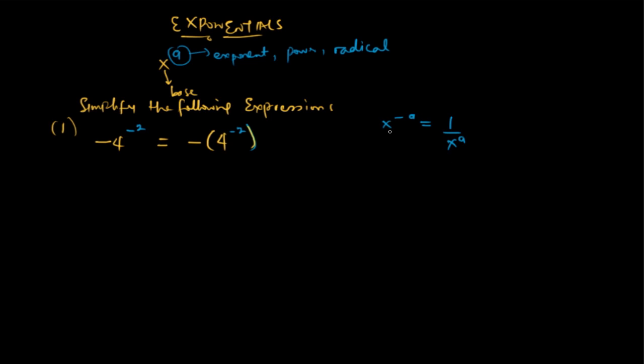Whenever you have an unknown that has a negative exponent, to remove the negative sign, you reciprocate the unknown itself or the expression itself without the negative exponent. So I'm going to use this here. So what we have is -1 all over 4 to the power 2. And then this is the same thing as -1 divided by 16.